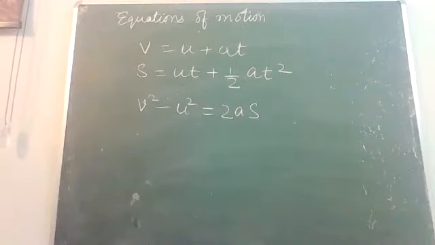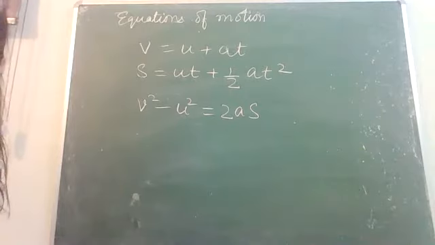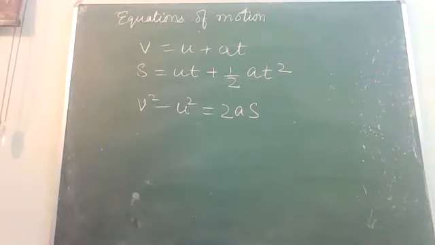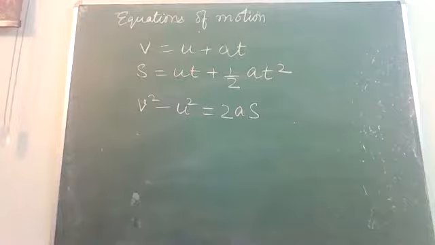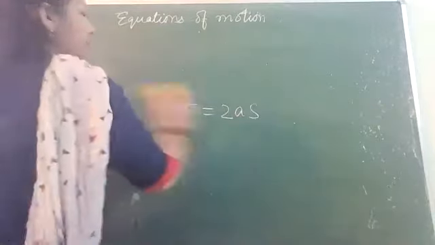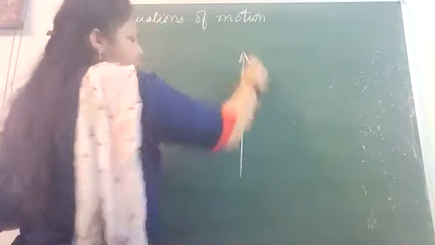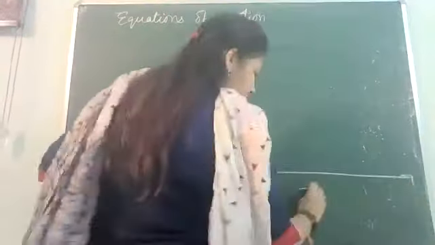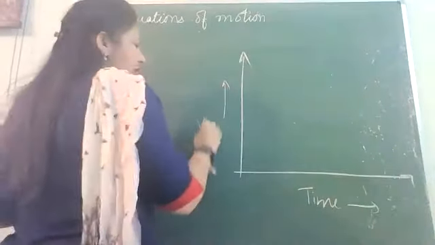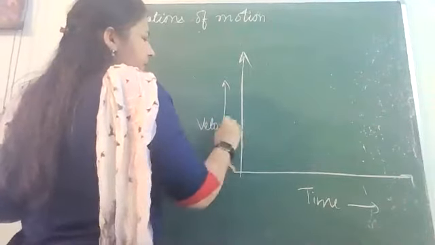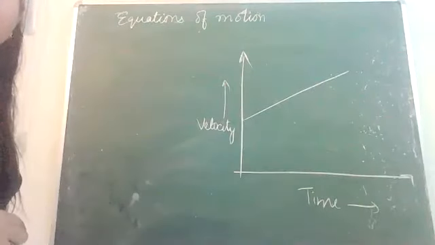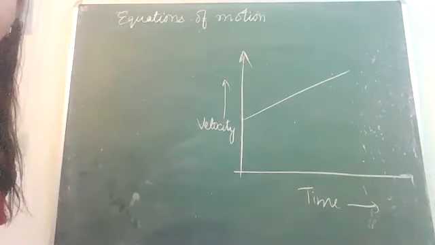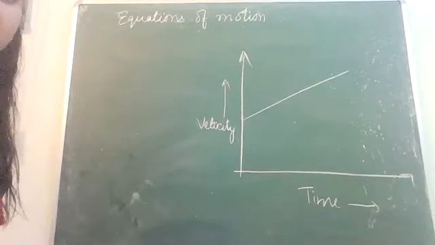Now we are going to prove these equations by the graphical method. We'll be using a single graph for all three equations, so plot that graph very carefully. We have time on the x-axis and velocity on the y-axis. We will take a graph showing uniform acceleration, but it should not start from rest. We are not taking the graph which is starting from rest.